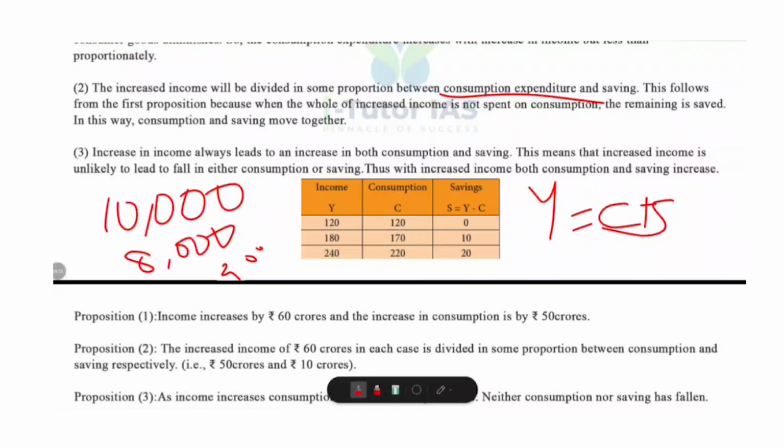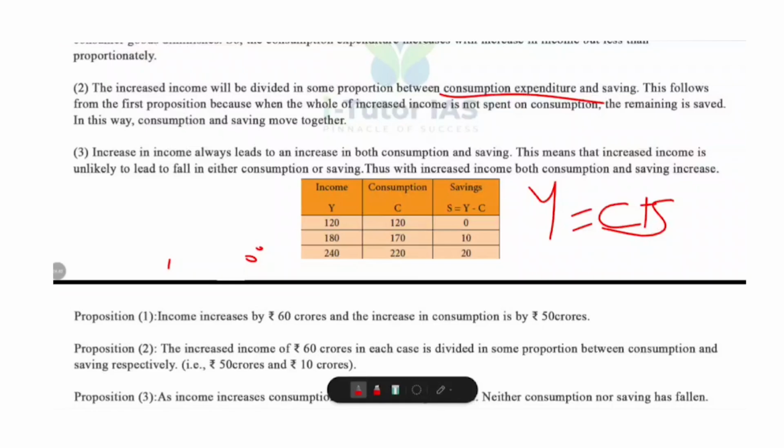Proposition number 3. With increased income, both consumption and saving also increase. Keynes said, whenever income increases, what happens? Both consumption and saving will increase in absolute terms.